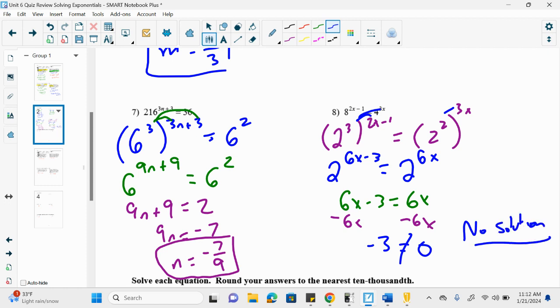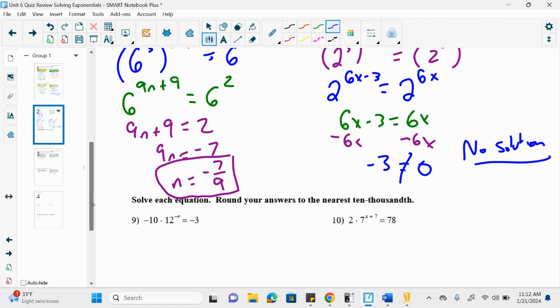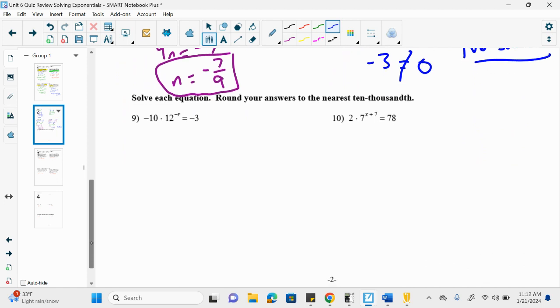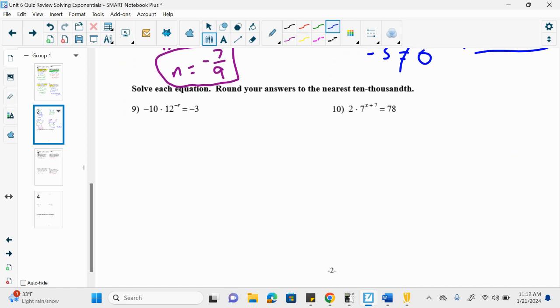That's fine. That just means there's no value we could put in for x. That would make 8 to the 2x minus 1 power equals 4 to the 3x power. Doesn't exist. Okay. But then we talked at the end of class on Friday about how sometimes we can't solve these by rewriting the bases because they're not magically set up where we could write these as nice powers with the same base. So let's look at 9.